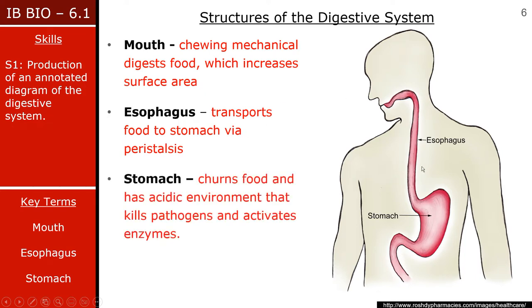So the next one in line is the stomach, and this one you're probably very familiar with. The stomach has a really acidic environment. Its main job is to kill pathogens, and this is where many of the first digestive enzymes become very active, and it's also turning the food to, again, look at all the sides and allow the enzymes to digest that food.